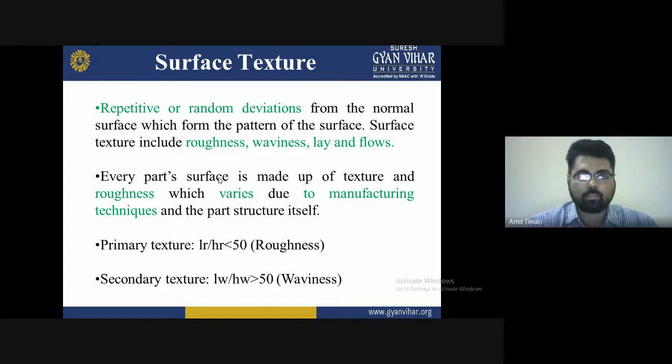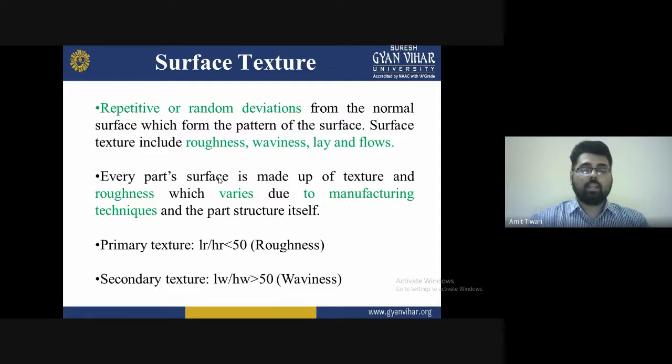Every part surface is made up of texture and roughness, which vary due to manufacturing techniques and the part structure itself. For the primary texture, if LR divided by HR is less than 50, it falls under the roughness category. For the second texture, if LW by HW is greater than 50, then waviness is present. So basically, we look for repetitive or random deviation.